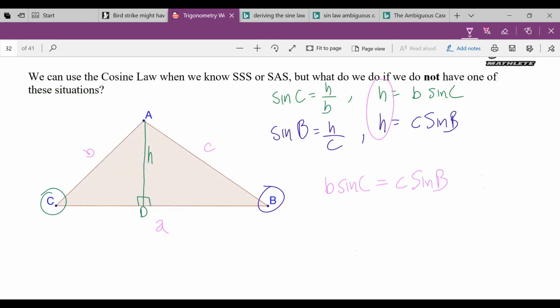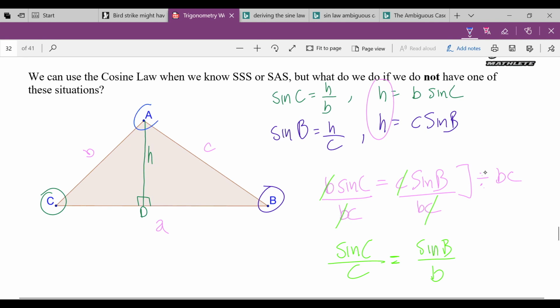So this is interesting, but it doesn't really give us a formula that's very useful to us. So we're going to do one little trick here. We're going to divide both sides by BC, B times C. And when we do that, well, it's going to look like that. And when we simplify by dividing out, on the left side, we're going to get sine C over C equals, and then divide that out, sine B over B. And there's the basis of our sine law. Sine C over C equals sine B over B.